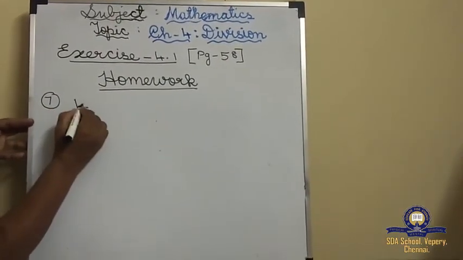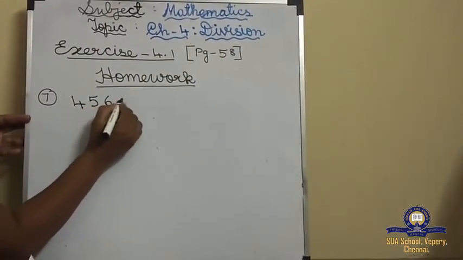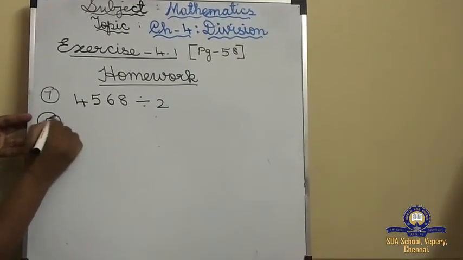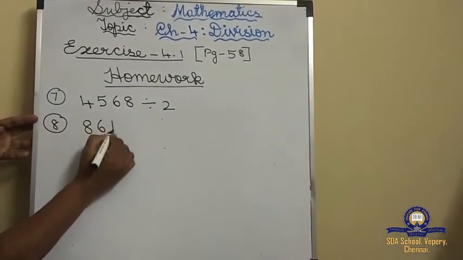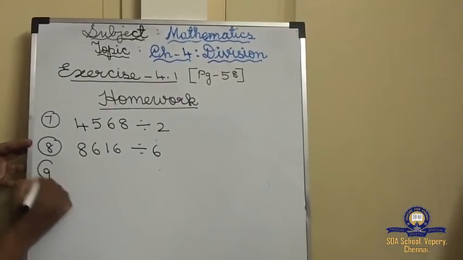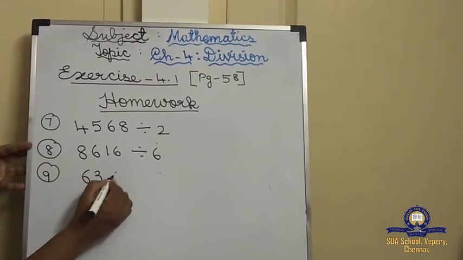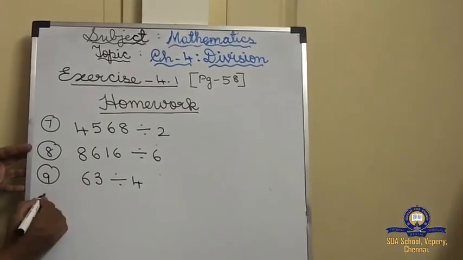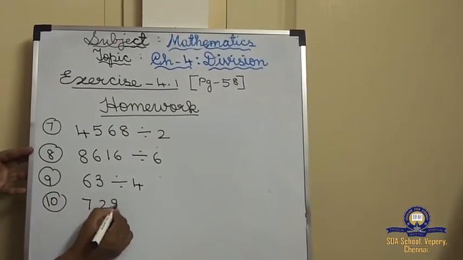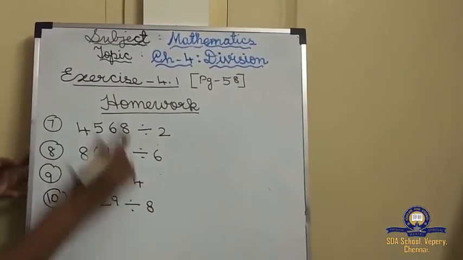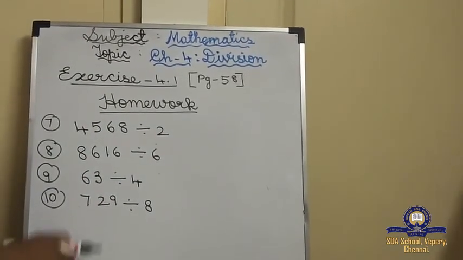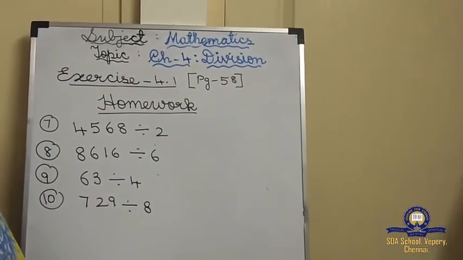Okay. 4,568 divided by 2. Easy, only the 2 tables. 8,616 divided by 6. And the 9th sum, 63 divided by 4. And the 10th one, 729 divided by 8. 4 sums are homework. Understood, children? You do it neatly. We'll meet in the next class. Okay, children? Thank you.